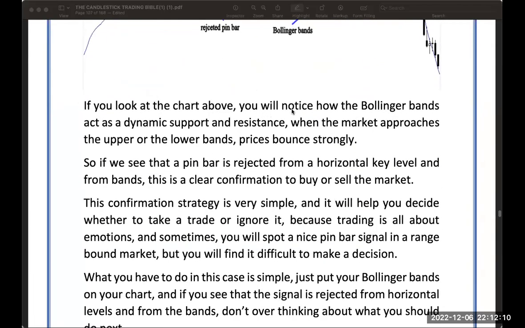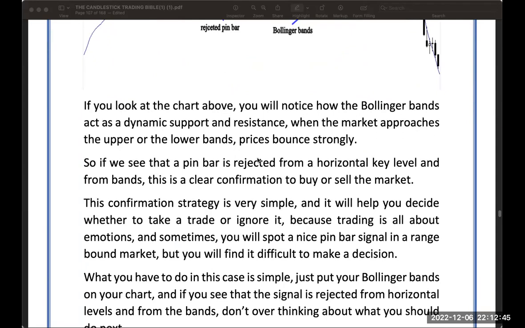If you look at the chart above, you notice how the Bollinger Bands act as a dynamic support and resistance when the market approaches the upper or the lower bands. Price bounces strongly. So if we see that a pin bar is rejected from a horizontal key level from the bands, this is a clear confirmation to buy or sell the market. This confirmation strategy is very simple and it will help you decide whether to take a trade or to ignore it. Because trading is all about emotions, and sometimes you spot a nice pin bar signal in a range-bound market, but you'll find it difficult to make a decision.